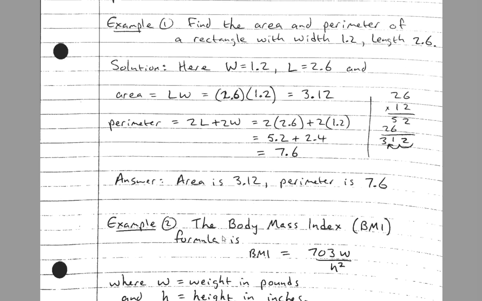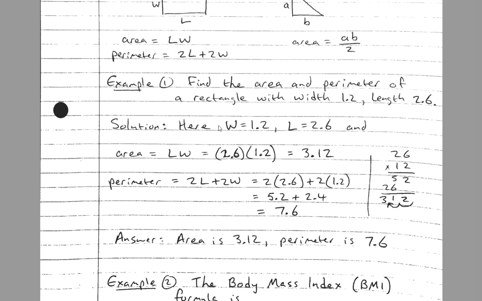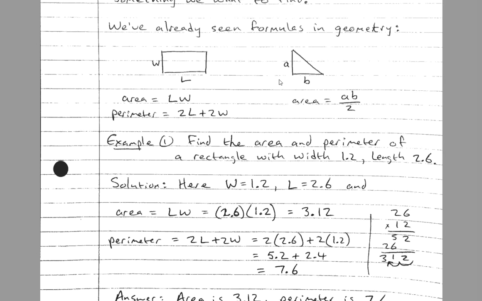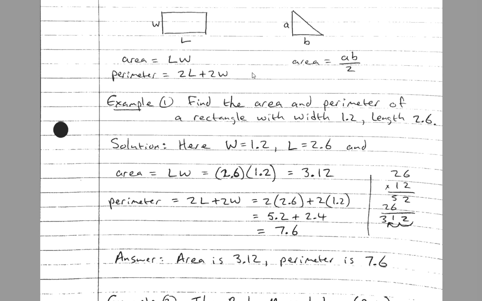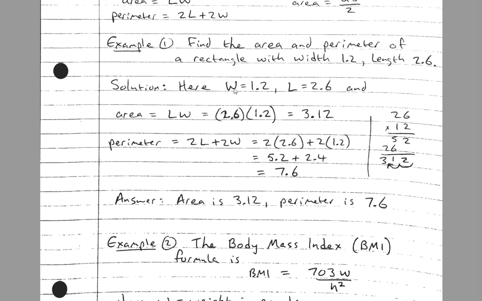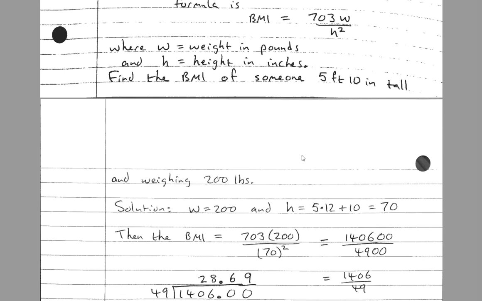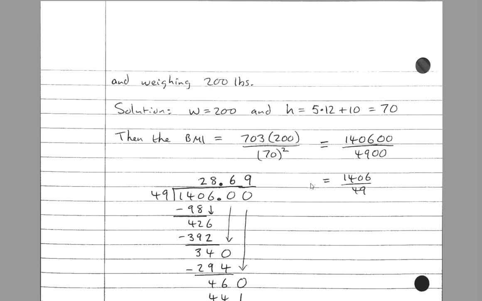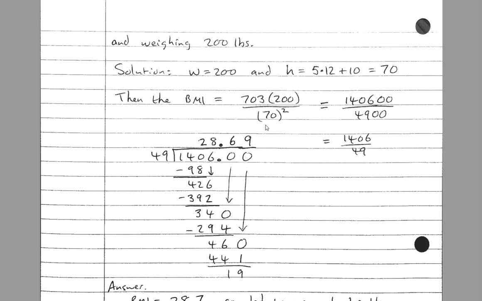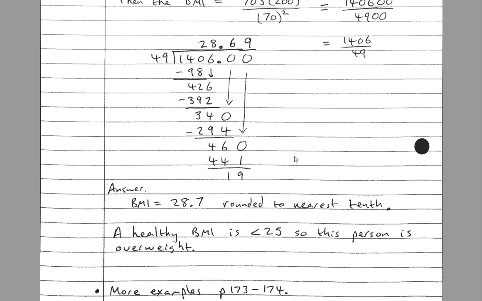All right, so these formulas, they're calculating something you're interested in. Areas, perimeters, BMIs. But it's the same deal. You're just substituting and then evaluating using the correct order of operations.